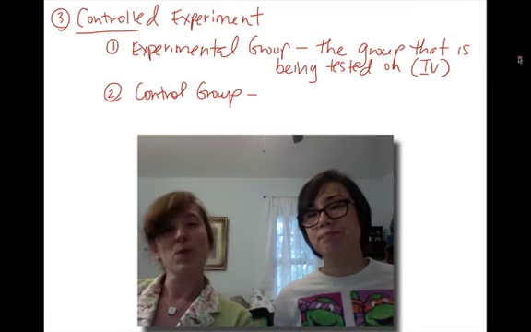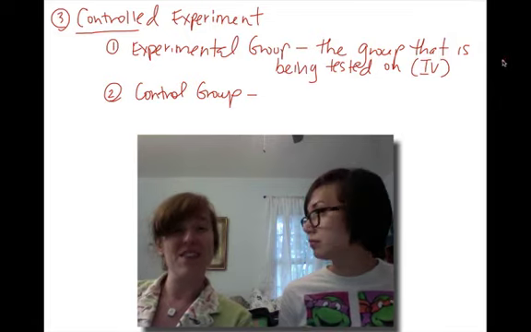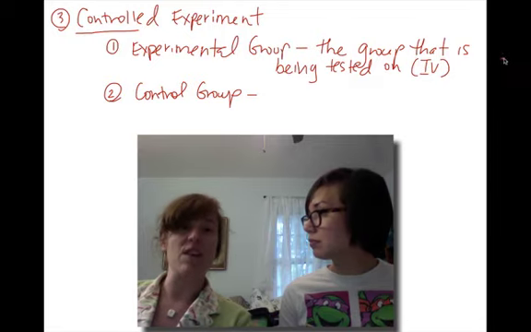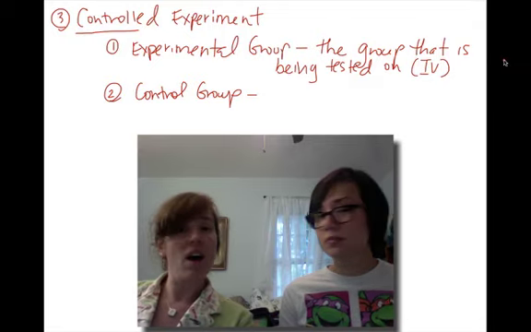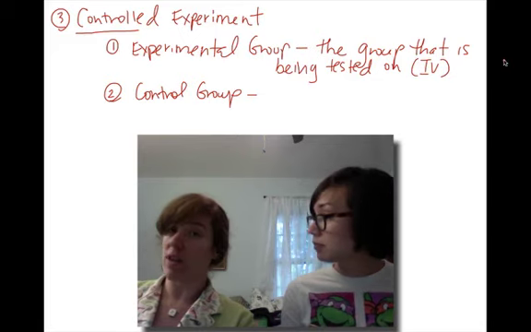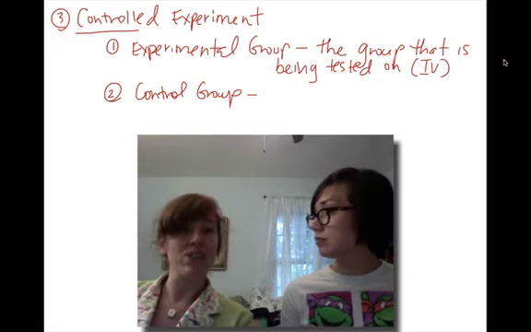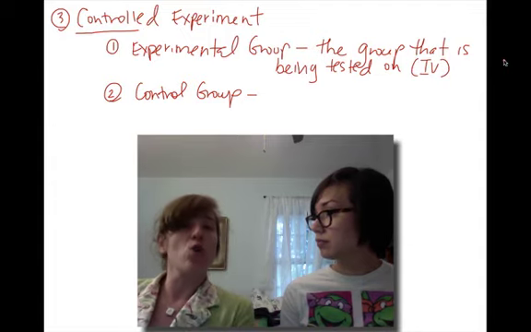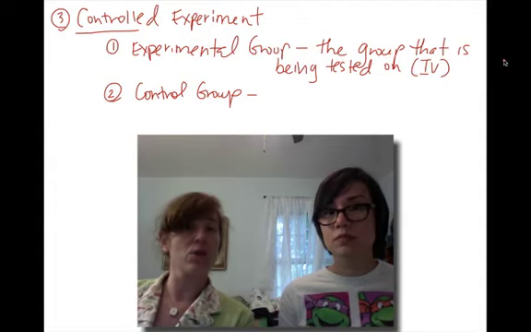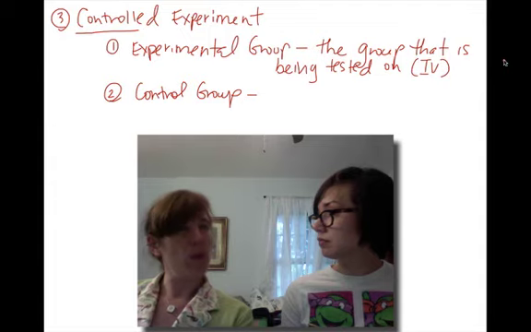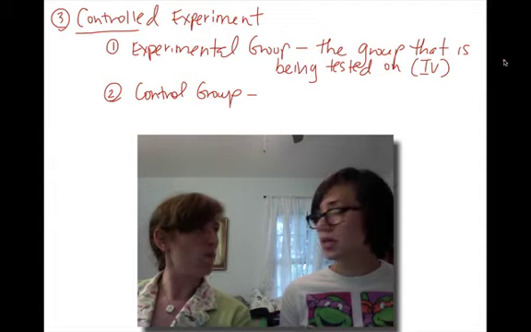So a control group is really important, and it's just the opposite. It is the group that is not receiving the test. So really they are not being tested on. You are not giving them your independent variable, and that's really important because that is allowing you to collect a baseline or normal data for that particular group. Why would it be really important to collect a normal or baseline?